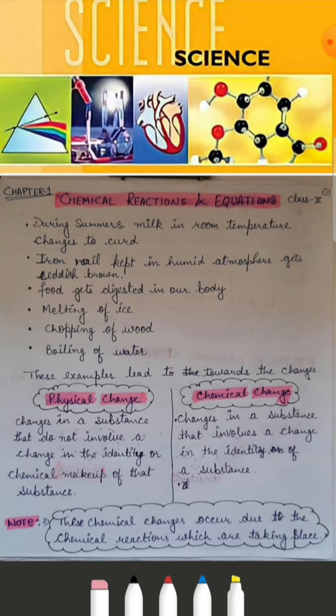So in the above examples, first, second, and third, these three examples are chemical changes. And the other three examples, melting of ice, chopping of wood, or boiling of water, these three are physical changes. And physical changes can be reversible and chemical changes cannot be reversible.